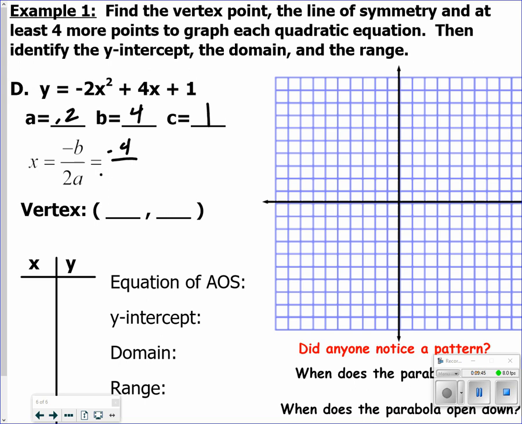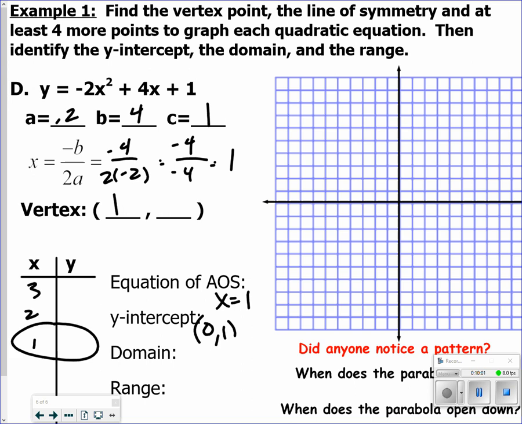So negative B over 2A, so negative 4 over negative 4. I get 1. So my axis of symmetry is x equals 1. The C value was 1, so I'm going to go 0, 1 for my C value. I'm going to put 1 in for x, and then I'm going to do numbers that are bigger and smaller. So let's say I put 1 in. I end up getting 3. I end up putting 2 in. I get 1. And I end up putting 3 in. I get negative 5.